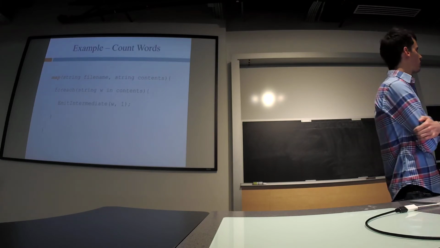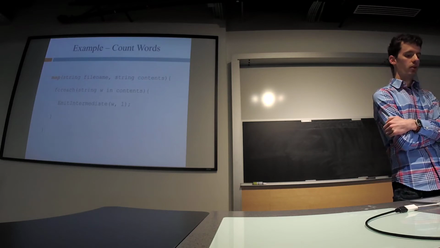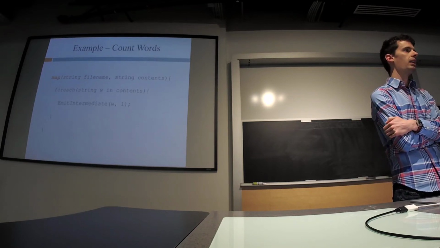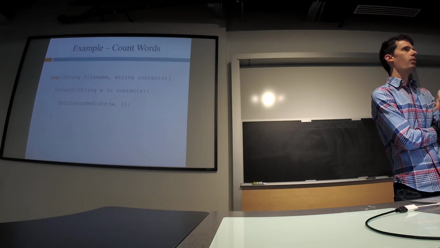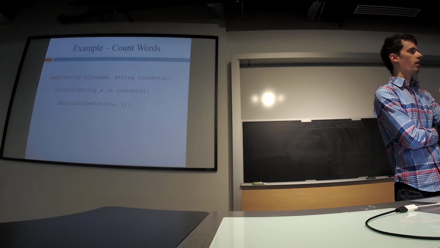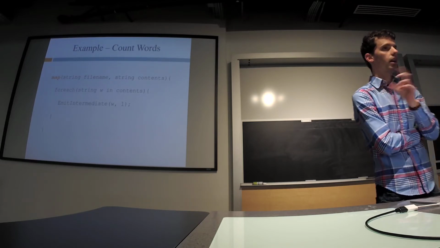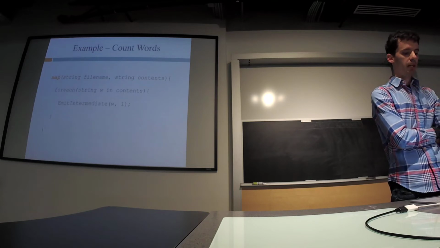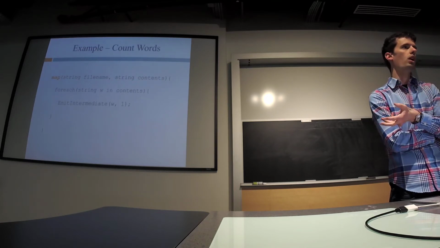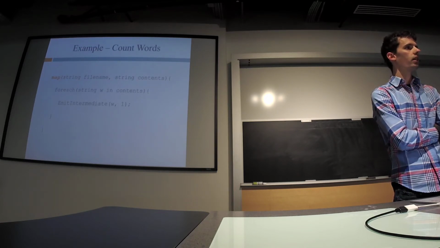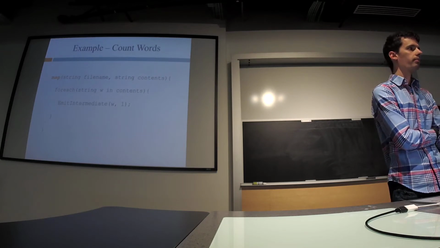And then there's this function. This is an actual MapReduce function, emit intermediate. So that is, you're emitting the output of the map phase. That's why it's called intermediate. So if W is the word, then I emit a W with 1, saying just increase the count of W by 1.